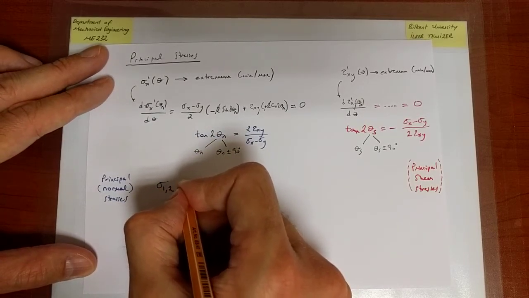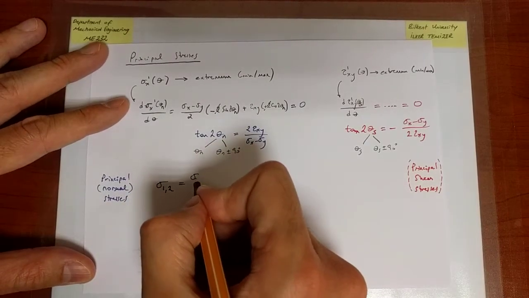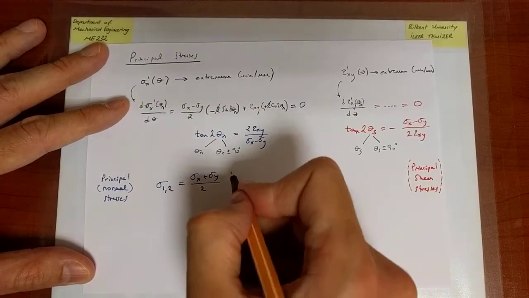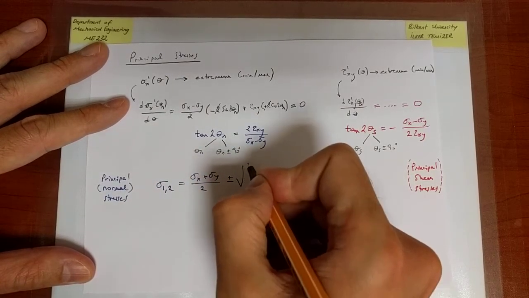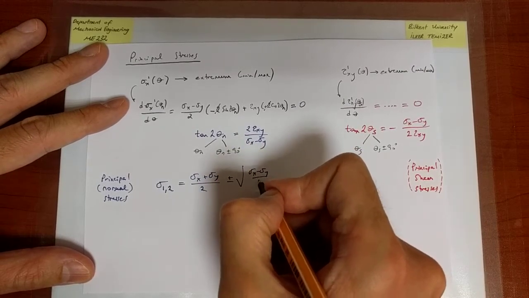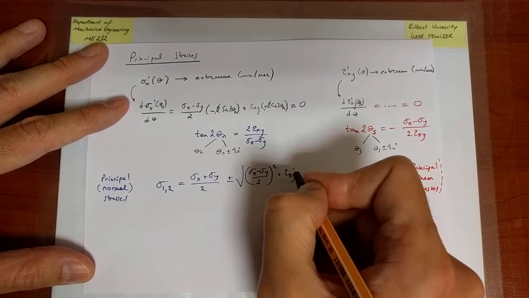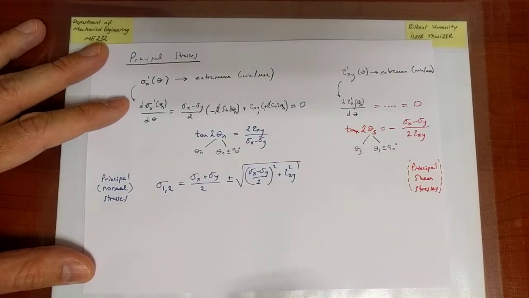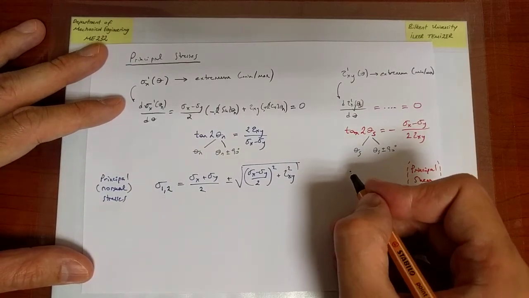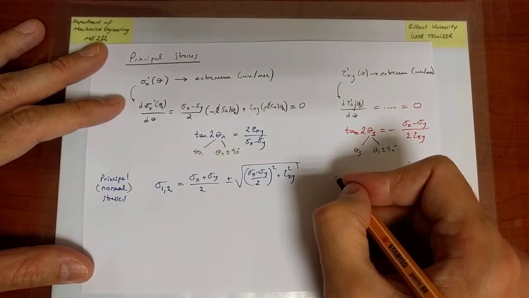So at this stage, I'll just write the two possible values that you can observe, and those values are sigma x plus sigma y over 2, plus minus the square root of sigma x minus sigma y over 2 squared plus tau xy squared. Okay. Now, on the other hand, the shear stress that I will observe, the principal shear stress, let's call it tau.